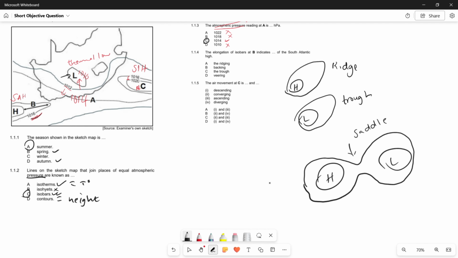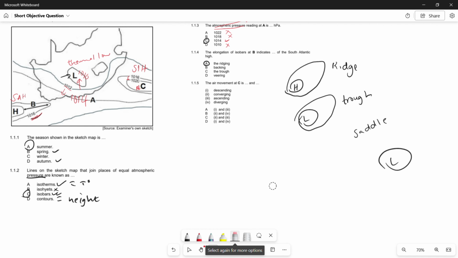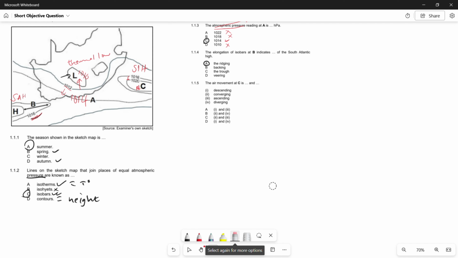So what we are asked to identify here is a high pressure system that is extending itself, which is process B, which is ridging. Option A. And by the way, let me give you context as to why the other options are incorrect. We know that trough is incorrect because that's an elongation of a low pressure system.